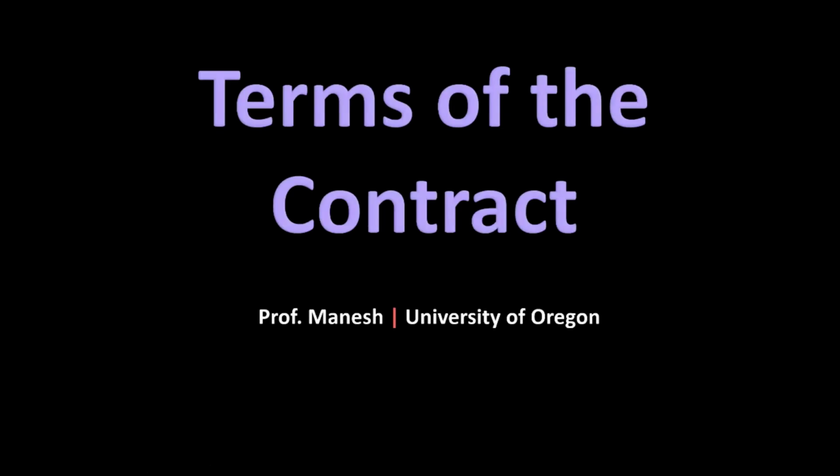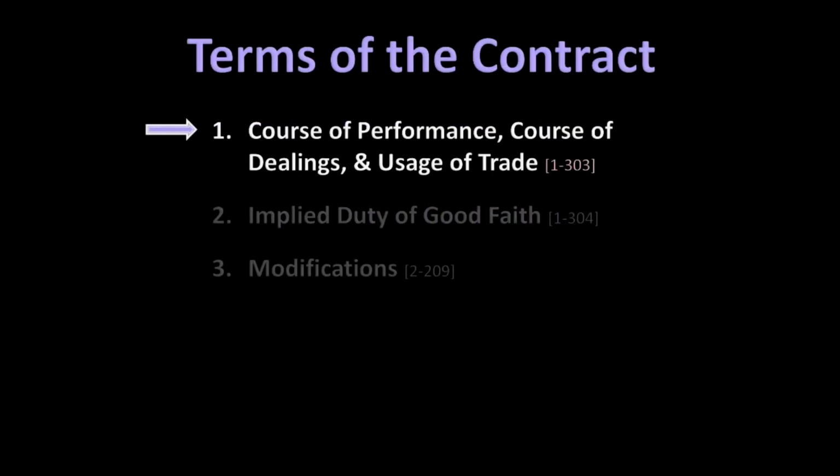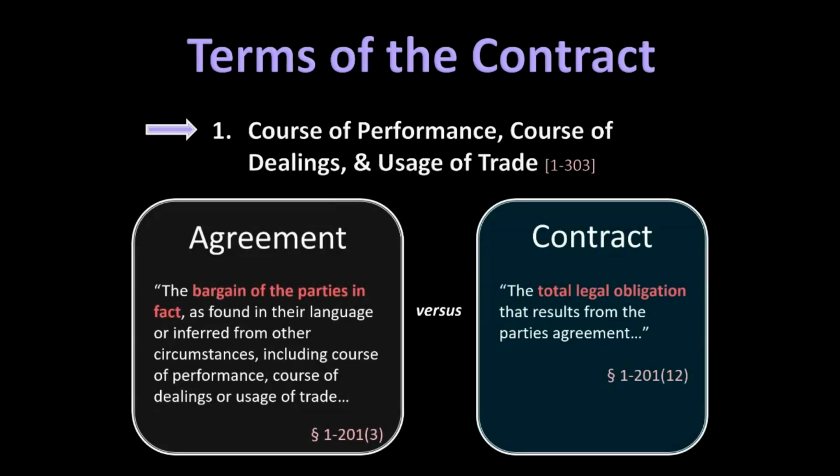In this video, we'll cover the UCC's concepts of course of performance, course of dealings, and usage of trade. To understand the relevance of these three concepts, we have to go back to the definition of an agreement under Article 2. As we have said, an agreement is defined as the parties' bargain in fact, what the parties actually agreed to. Well, how do we know what the parties agreed to?